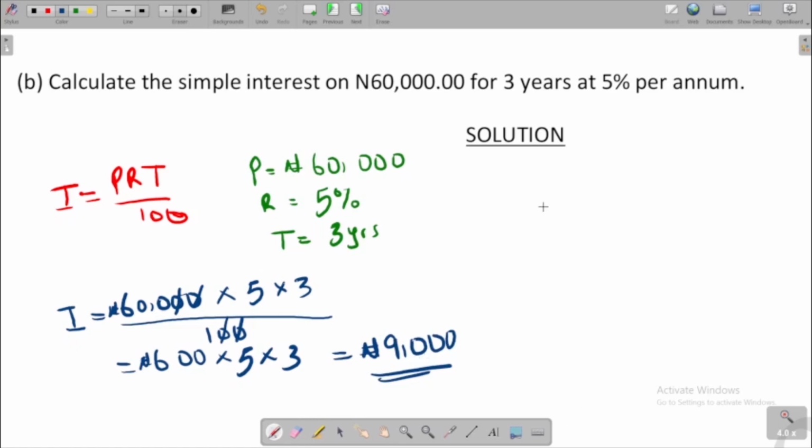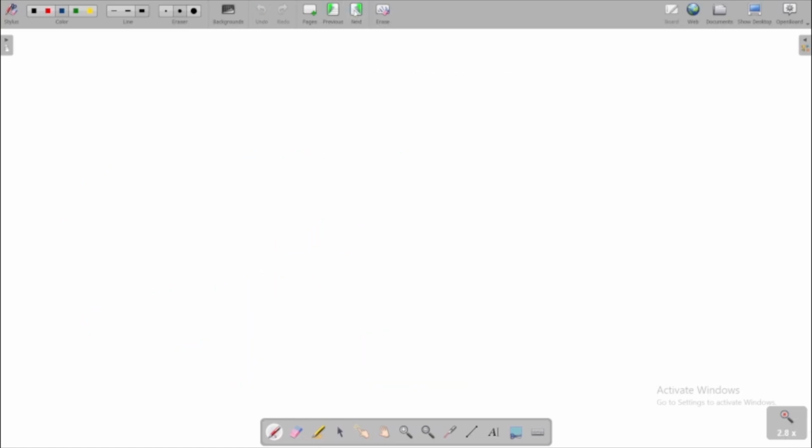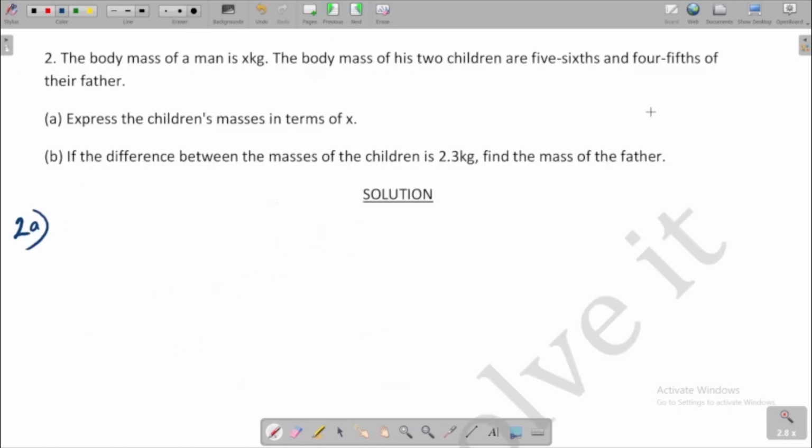The next question. The second question says the body mass of a man is X kg. The body mass of his 2 children are 5/6 and 4/5 of the father's mass. So you have 2 questions to answer under this. The first one says express the children's masses in terms of X.